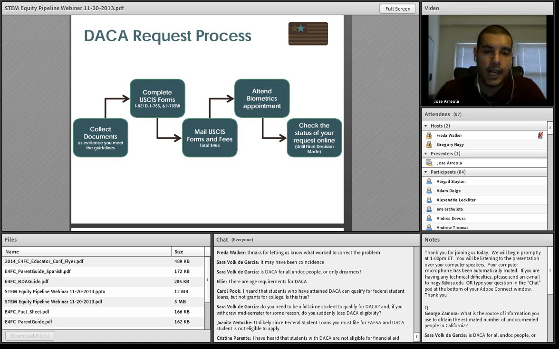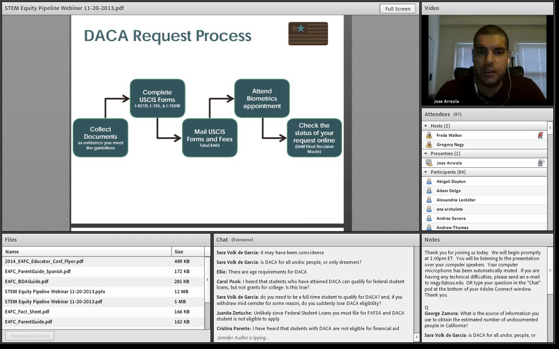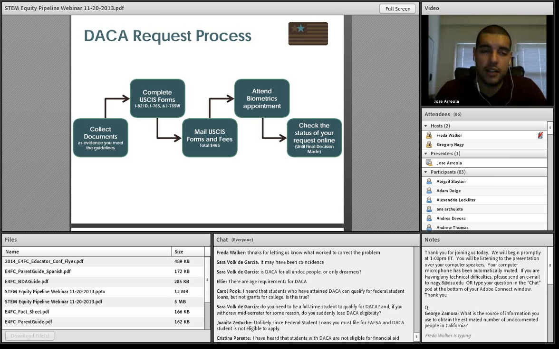So once that's all submitted and mailed in, folks will go in for a biometrics appointment where they'll get their fingerprints taken, they'll get a picture taken, and they'll have a background check done. They'll check for criminal record. They'll check to make sure you're not part of a terrorist organization, things like that. And then basically we can go online and check the status of the application.